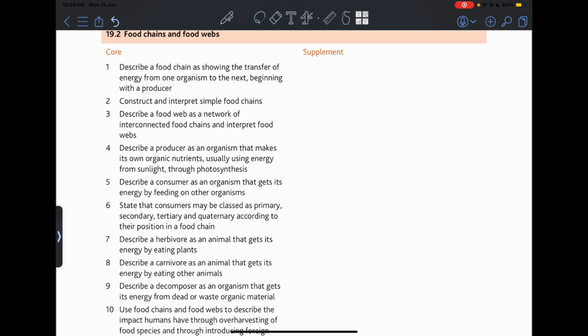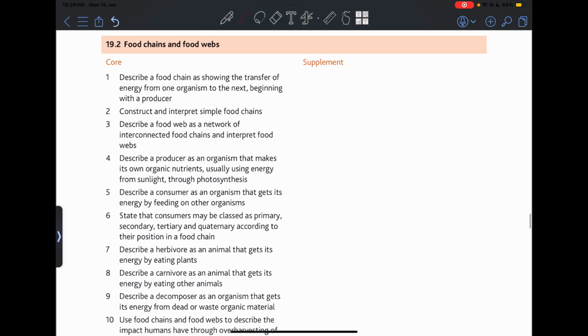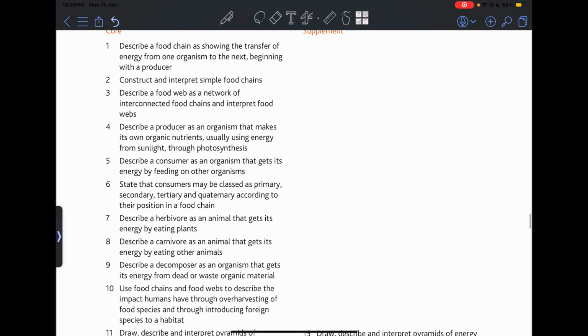Number 2 says construct and interpret simple food chains. So sometimes you will be asked to make your own food chain. You always start with the producer, and then you follow it with the primary consumer, and then the secondary consumer, tertiary consumer. So this is the sequence. Now, these are a lot of definitions. From here until number 9, these are definitions.